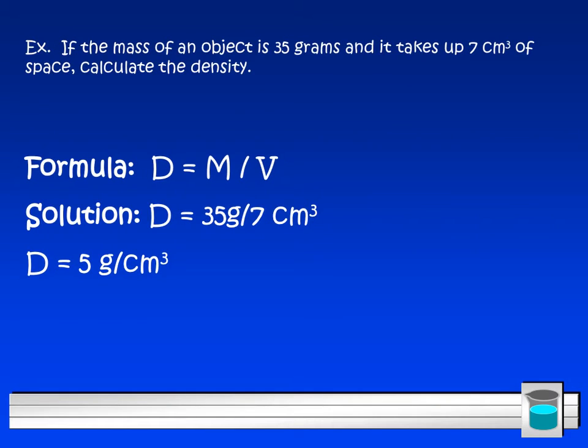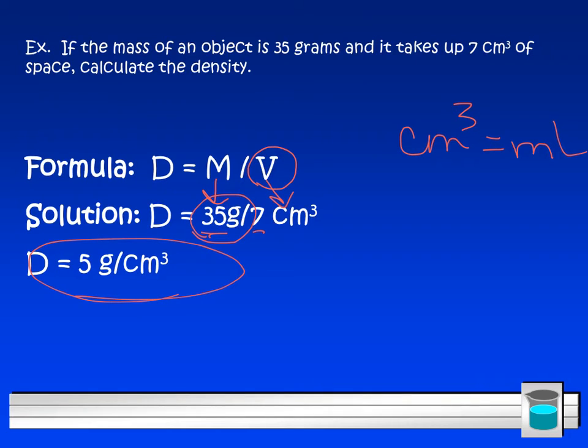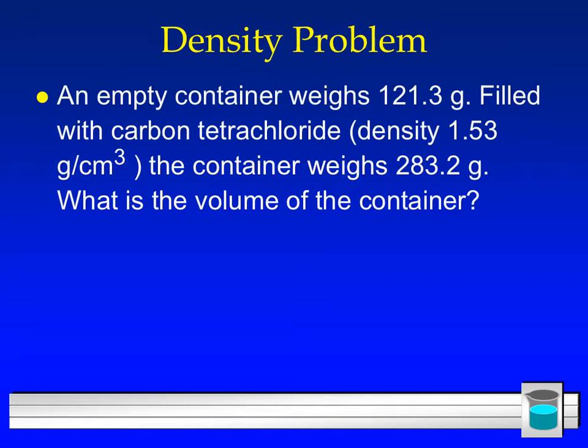In this case, the mass was 35 grams, the volume 7 cubic centimeters. Remember that a cubic centimeter is identical to a milliliter. And 35 divided by 7 gives you 5, so the density of this material is 5 grams per cubic centimeter. Let's do another problem where you have to rearrange the formula.